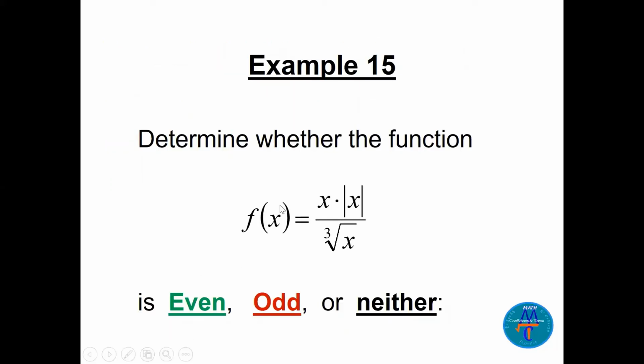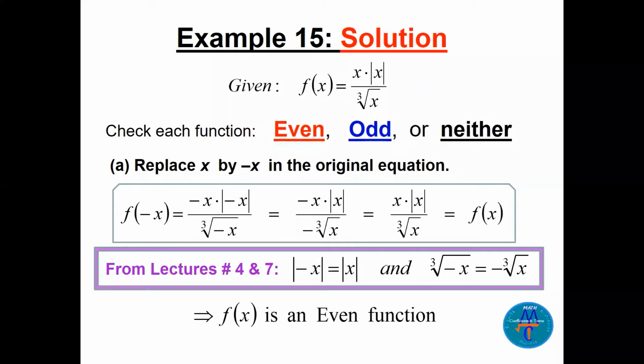Now, a little more difficult question. Determine whether this function is even, odd, or neither. We have f of x, x times absolute value of x over cube root of x. As we have mentioned before, let's take the function and replace x by minus x in the original equation. So f of minus x is equal to minus x, absolute value of minus x, over cube root of minus x. Absolute value of minus x is the same as absolute value of x.